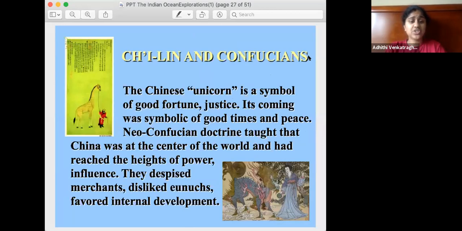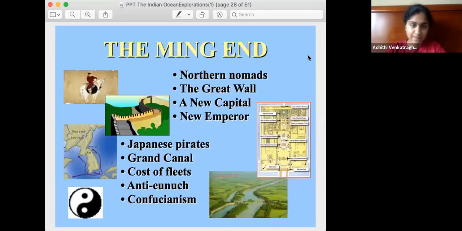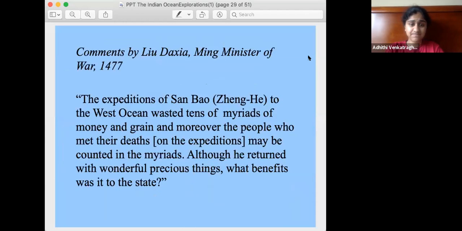The Neo-Confucian doctrine taught that China was at the center of the world and had reached heights of power and influence. They despised merchants, disliked eunuchs, and favored internal development. So the end of the Ming Dynasty came with the northern nomads, the Great Wall, and a new capital and a new emperor. This was the result of Japanese pirates, the Grand Canal, the cost of fleets, anti-eunuchs, and Confucianism.